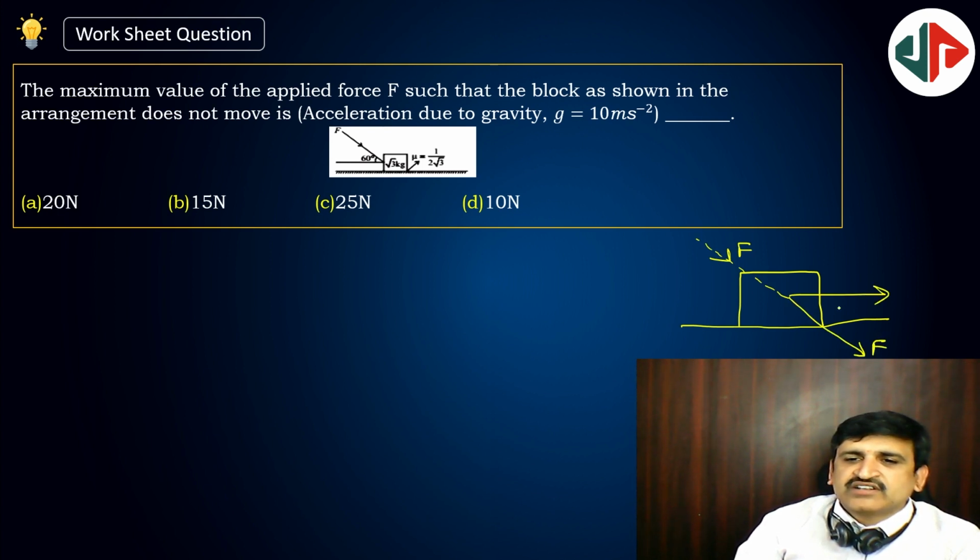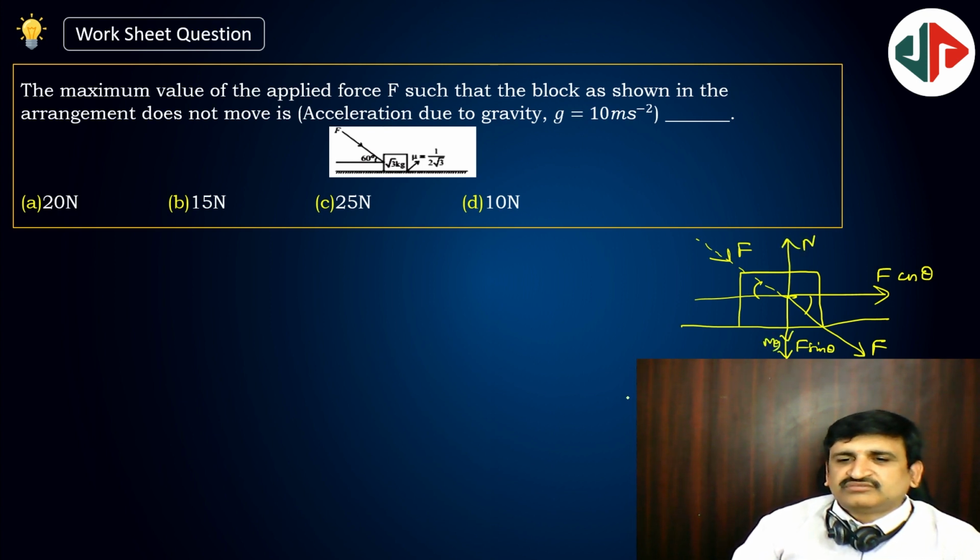Then this can be resolved into two components. It's pushing, right? And the angle is 60. So this is F cos 60 and this is F sin 60. And this will be normal, and here is mg also. So friction will be backward. Here is friction. So to not move, friction must balance F cos theta, right?